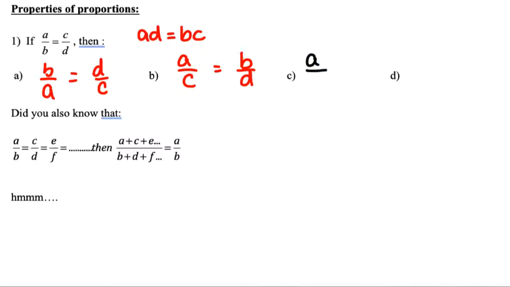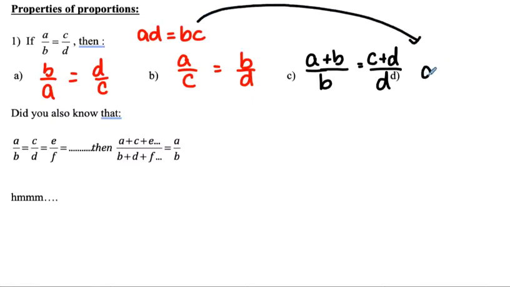I could actually do A plus B over B equals C plus D over D. So I'm basically adding the denominator to the top on each side, and that's going to actually give me an equivalent proportion. Okay? All right, let's also know that we could write it as AD equals BC. Okay?